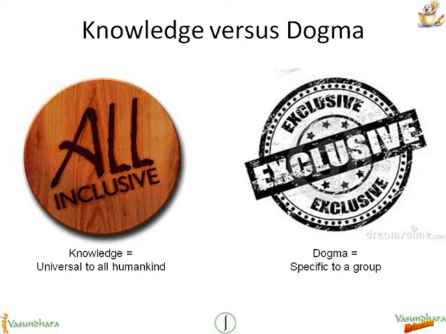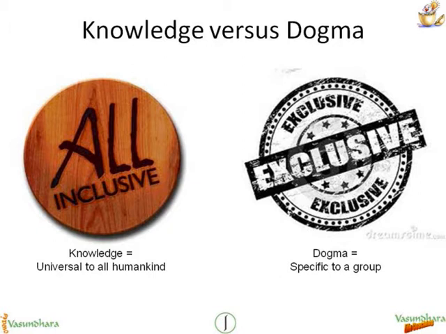Knowledge is universal to all humankind. Dogma is specific to a group. If the sun will rise tomorrow, it will rise tomorrow for all of us. If I put my finger in a live electricity socket and ground myself on the other side, and there is no insulation, then in that case I'm going to get a shock. You're going to get a shock. A Ukrainian is going to get a shock. A Bangla speaker is going to get a shock. Somebody living on Papua New Guinea is going to get a shock. It's universal to all humankind.